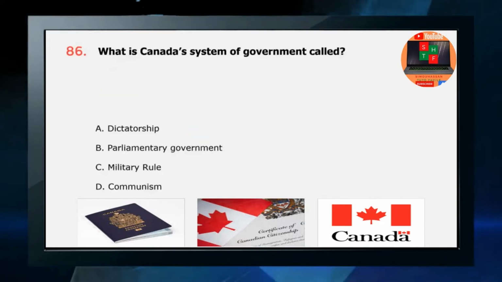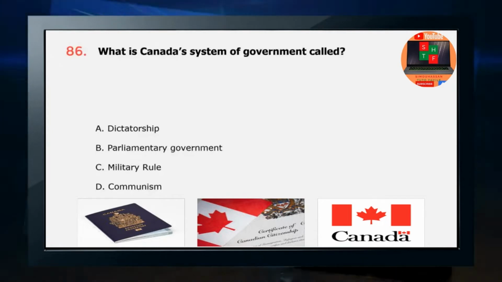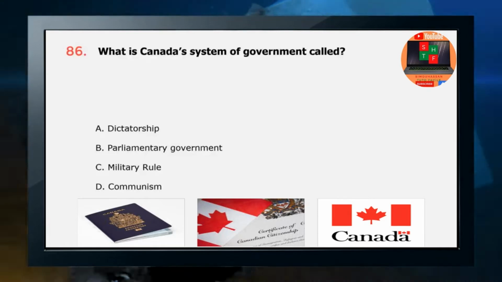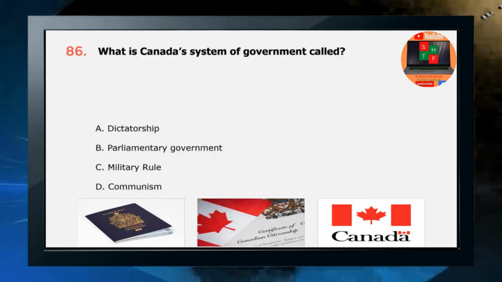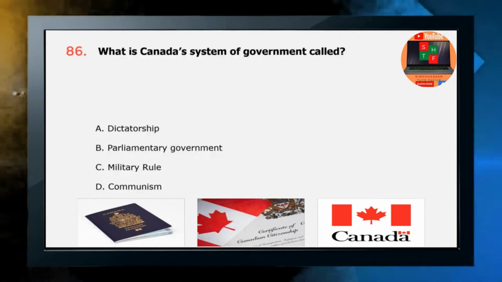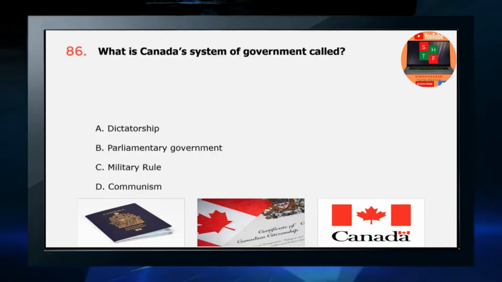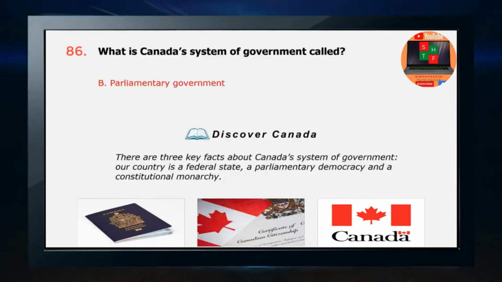Question 86. What is Canada's system of government called? A. Dictatorship. B. Parliamentary government. C. Military rule. D. Communism. The answer is B. Parliamentary government.